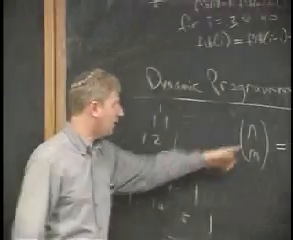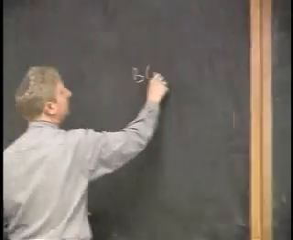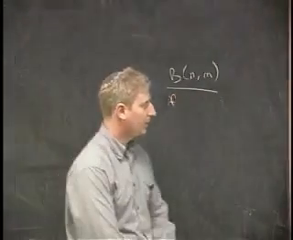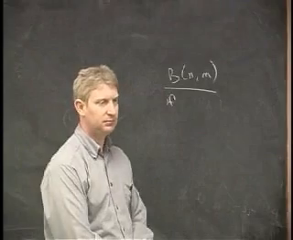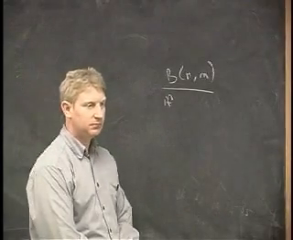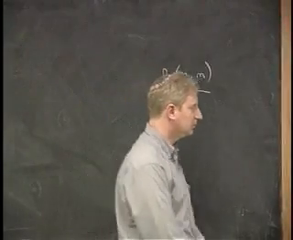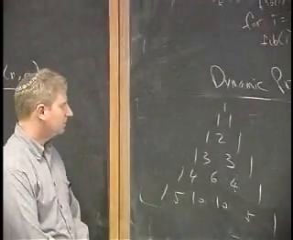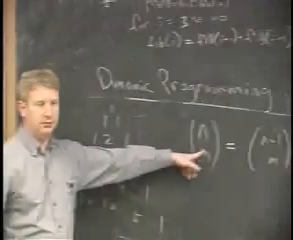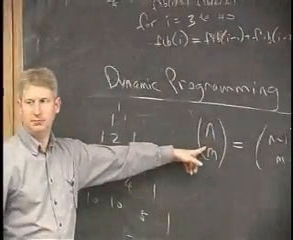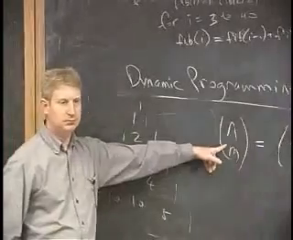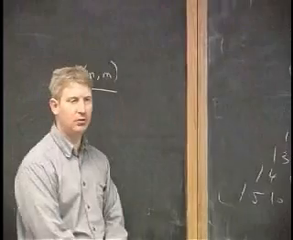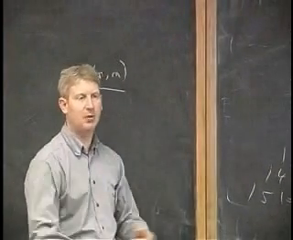And you can write a recursive algorithm to do this. You can say, I want to calculate b of n, m. What's the base case? 0 choose 0 is 1. 1 choose 0 is 1. 1 choose 1 is 1. Anytime the bottom is 1, there's one way to choose it, right? That's true also. Anytime the bottom is 0 or the bottom is 1, there's one way to choose. So you can stop at 1 or 0.